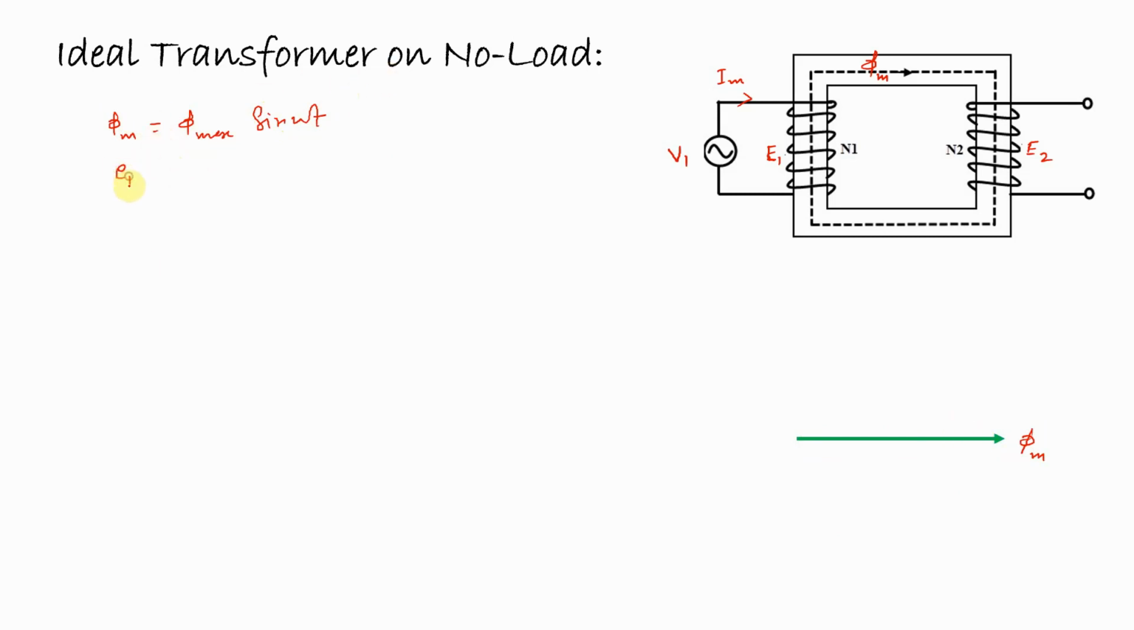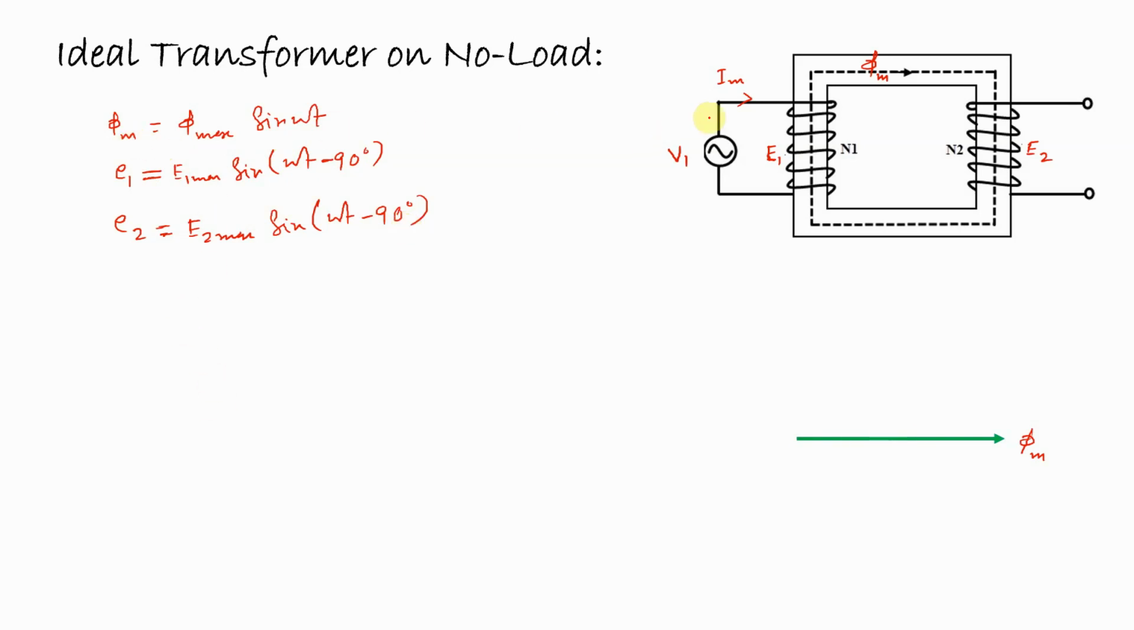We have seen that the EMF induced in the primary is E1 max sine omega t minus 90 degree, and similarly E2 is E2 max sine omega t minus 90 degree. Here we can see that the EMF induced in the primary as well as in the secondary lags the mutual flux by 90 degree. Here it is minus 90 degree. So the E1 and E2 will lag by 90 degree.